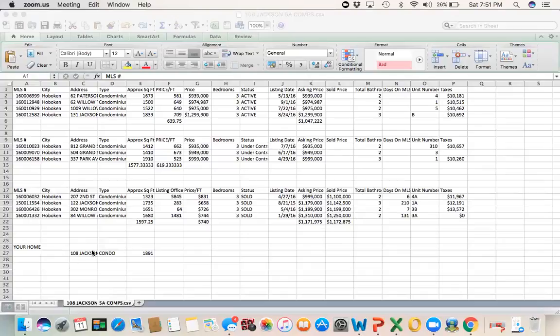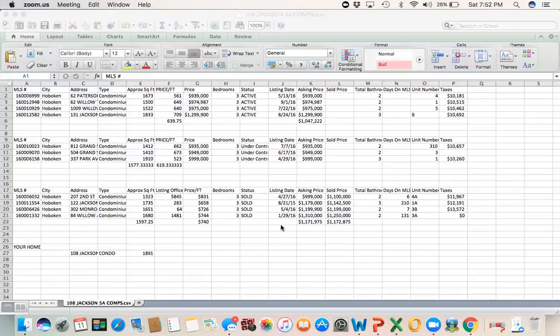So then based on that, I have my home down here. Their square footage was 1,891 square feet. Based on the average price per square foot, we got 740, we got 640, and 619. We're gonna price it around 640 a square foot, right? So you figure that out. For this one, I ended up listing it at $1,199,000.